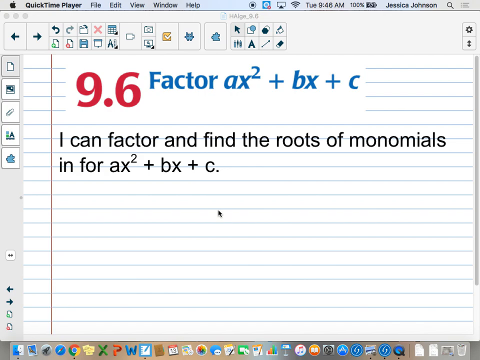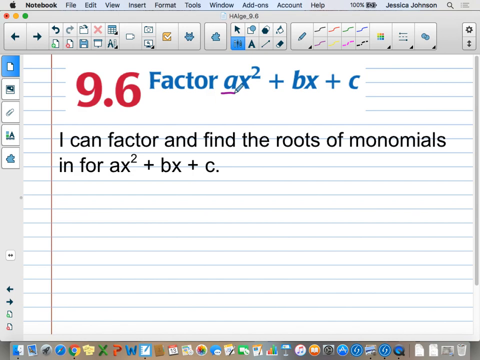Welcome to class today. Today we're going to be factoring polynomials that are in the form ax squared plus bx plus c. This is section 9.6 in your textbook. Yes, the only difference between today and yesterday is that we now have a value in front of our x squared term.